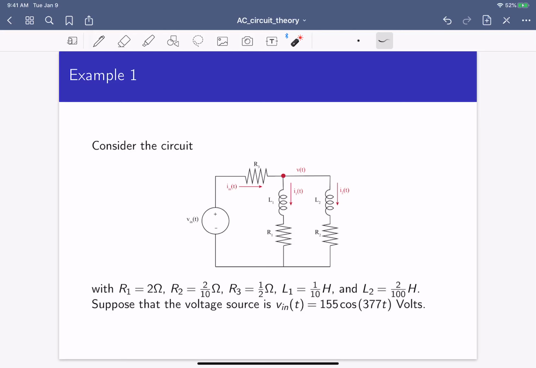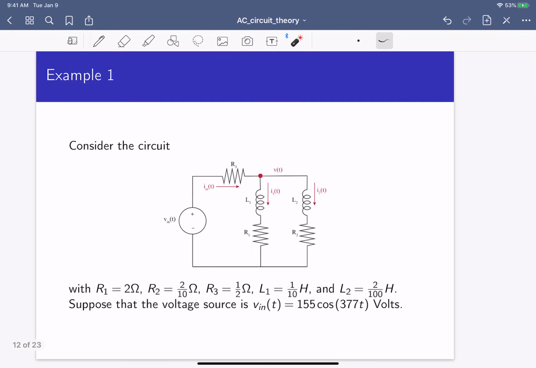Let's do an example using phasors. Here's a circuit. It looks very similar to circuits we studied when we were talking about transfer function circuits. The only difference here is that now v of t is of a sinusoidal form and has a fixed frequency. In this example we've chosen a frequency of 60 hertz, which gives us an omega of 377 radians per second.